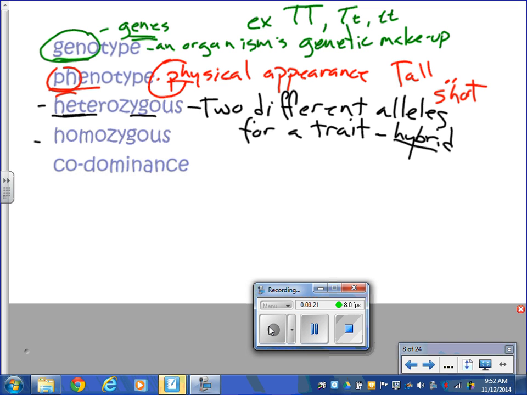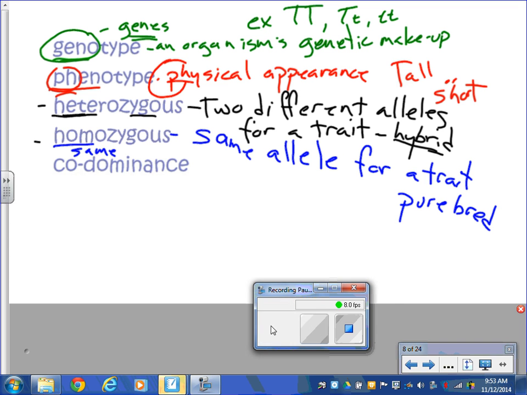And last week we called this hybrid. But as we mentioned last week, hybrid is not a very scientific word, and hybrid could mean just like a cross between two different animals, right? Two different types of dogs would make a hybrid or a mutt, right? A hybrid, you cross a tall plant and a short plant and you get a hybrid plant. But hybrid is not a very scientific word, so we came up with heterozygous.